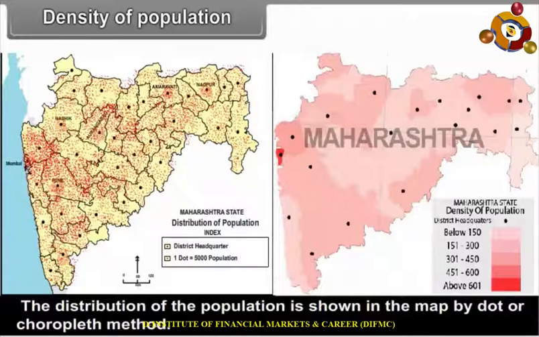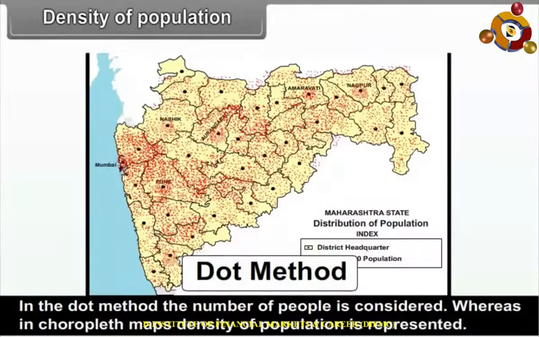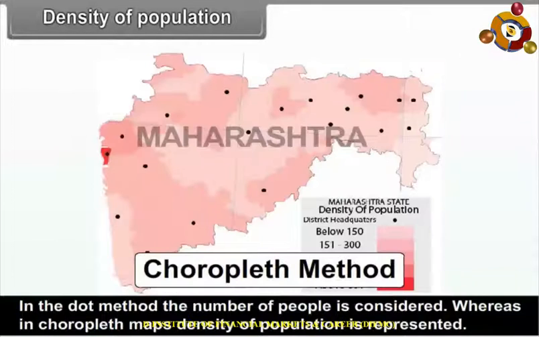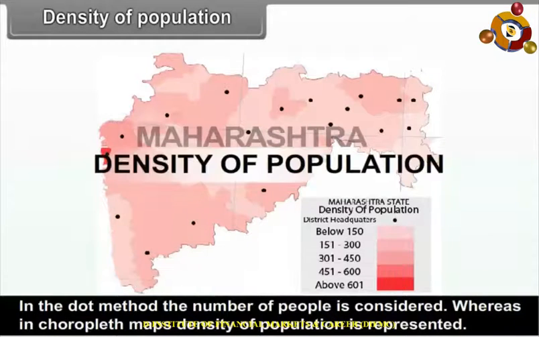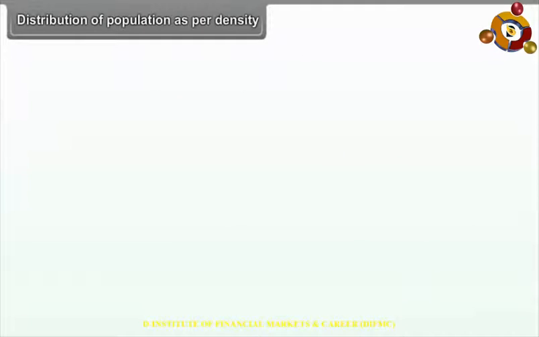The distribution of the population is shown in the map by the dot or the choropleth method. In the dot method, the number of people is considered, whereas in choropleth maps, density of population is represented. We shall study according to the density of population. 7.1.2 Distribution of population as per density.